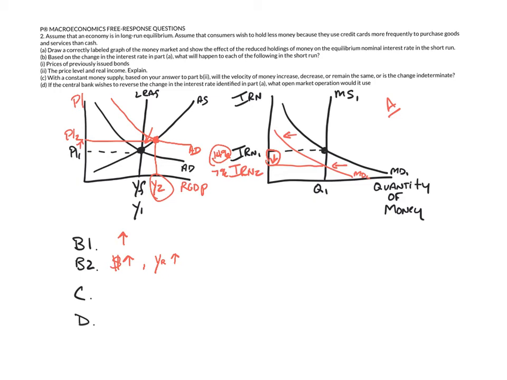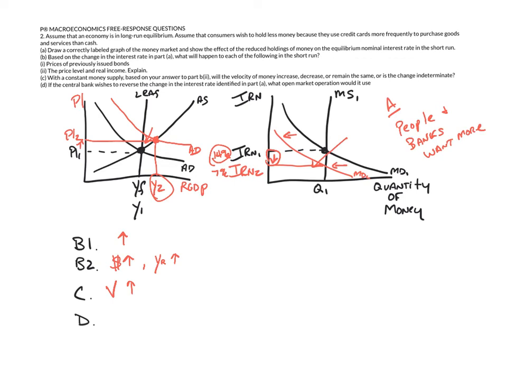C, with the constant money supply, based on your answer in part 2, will the velocity of money increase, decrease, or remain the same? I think it's pretty easy here is that as we see this lower interest rate, people want more. People and banks want more. So the velocity of money will increase also. Their demand for it, they're going to now begin to want more of it because of the lower interest rate.